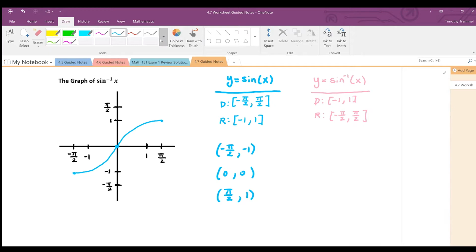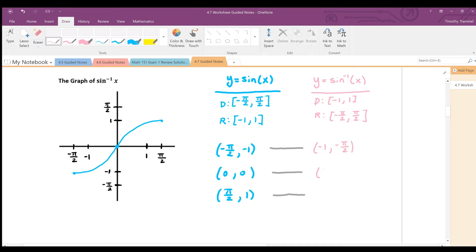And if we were to think about what this would look like for the corresponding graph of the inverse function, what we would see is the x and y values swapping, right? So this is now minus 1, comma, minus pi over 2. And if you swap 0 and 0, well, that's still 0 and 0. And 1, comma, pi over 2 for the last one. Let's go ahead and plot these.